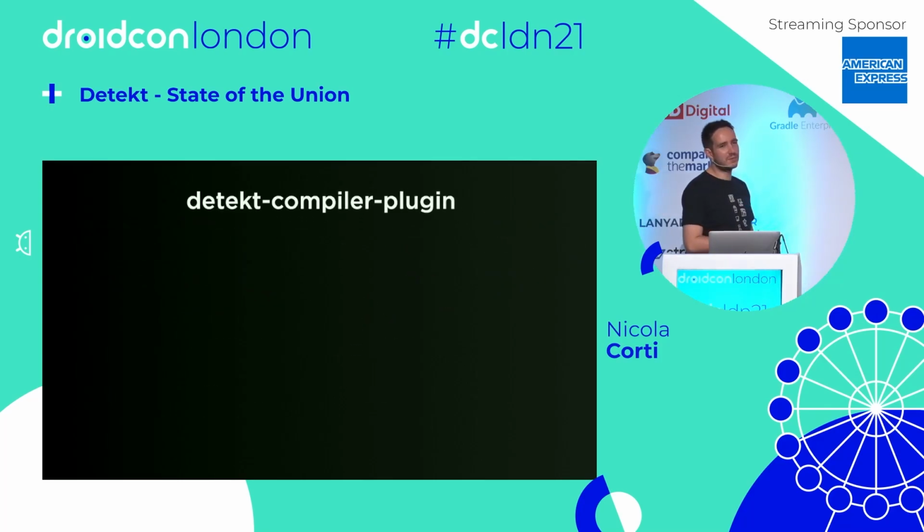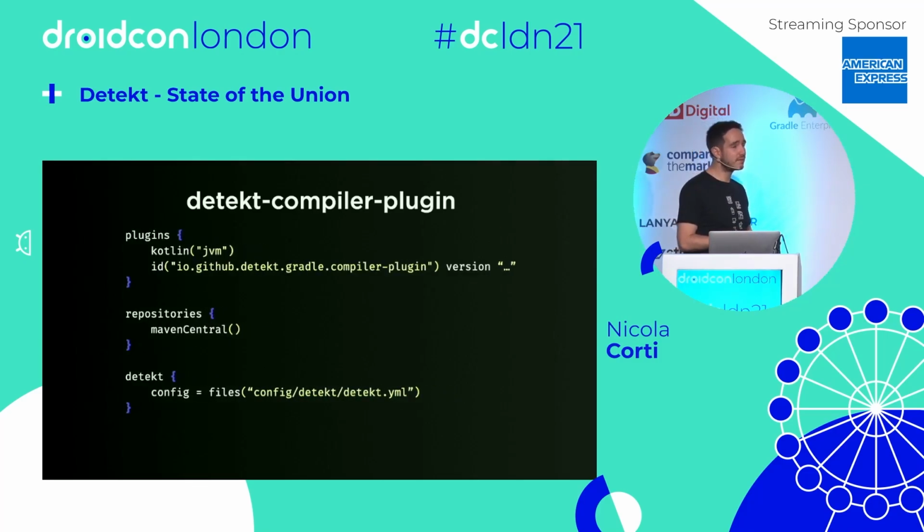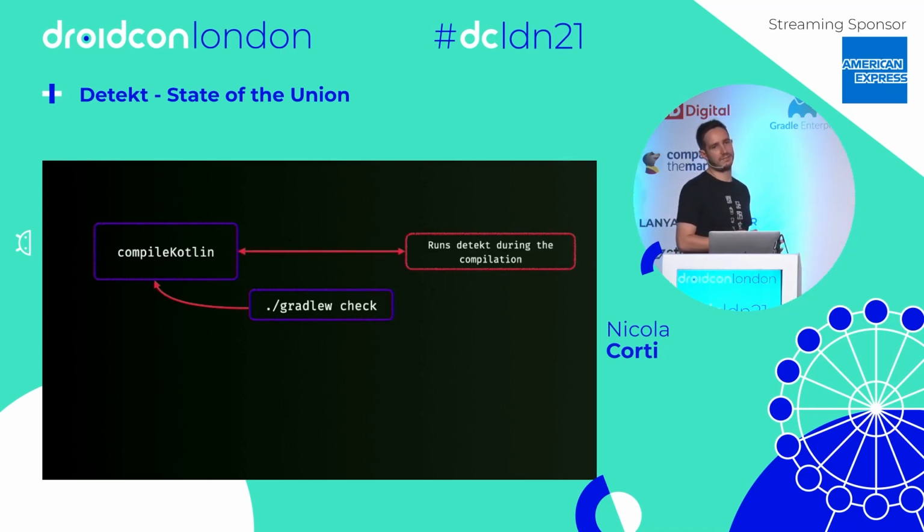So what's the deal? We are working on the Detekt compiler plugin, and I think this will be the future for Detekt, hopefully. So the idea is that hopefully nothing will change for you. You will just have to change the ID of your Gradle plugin, and what will happen here is that you are not running Detekt as a separate task, but we are just injecting our code inside the compilation. So this means that when you call Gradle check, you end up compiling, and the compiler will also invoke Detekt internally.